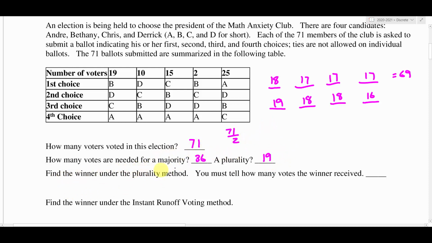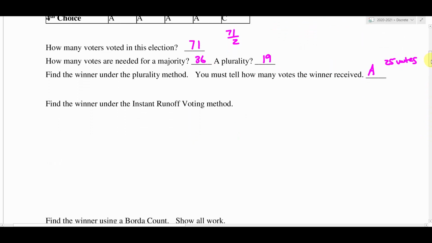Now it says find the actual winner under the plurality method. No problem. That's really easy to do. I just have to go to the actual preference schedules here and add up the number of first place votes that each person got. You'll notice the one with the most is going to be A with 25. So if we just did a straight up plurality, A would win with 25 votes. If you look at B, B got 19 and 2 there, so they would get 21. D got 10 and C got 15. So there's our plurality vote.